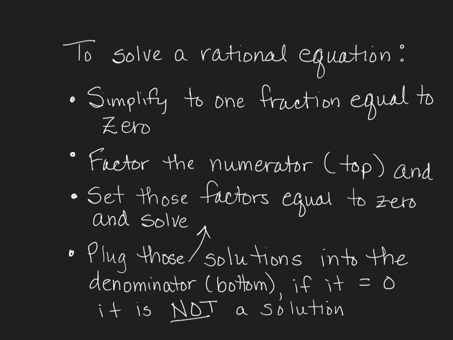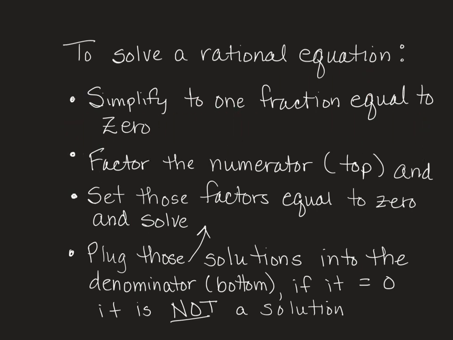Hi guys, today we're going to be learning about how to solve a rational equation. That's when I have one fraction equal to 0, and in the fraction there's usually a trinomial or a binomial or something that I might have to do some of the other methods we have been learning to do this. So to solve it, we're going to simplify to one fraction equal to 0.